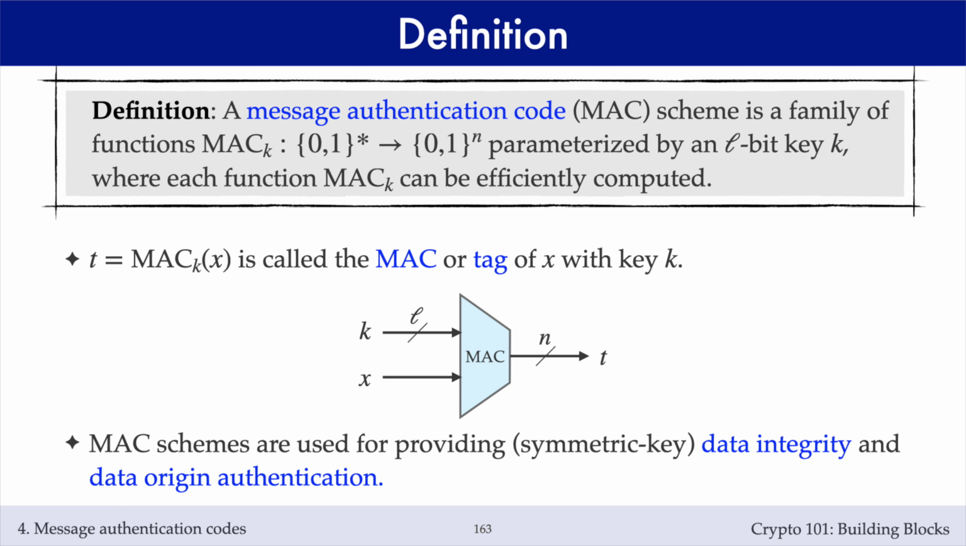As we'll see, MAC schemes are used to provide data integrity and data origin authentication. They are symmetric key schemes because Alice and Bob will share the same secret key in order to achieve data integrity and data origin authentication.